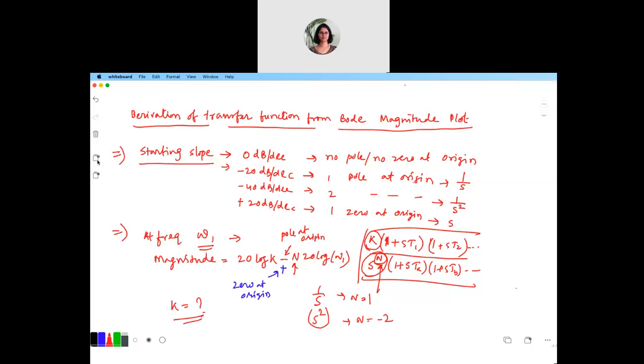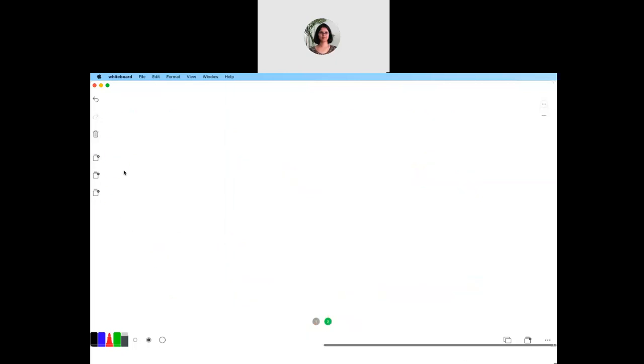Right? Now going to the third thing. What is the third step? Third step is to identify the change in slope. So where are the changes occurring? I have to identify those points. How much is the change? If I know the change in slope, then I'll be able to identify that factor.